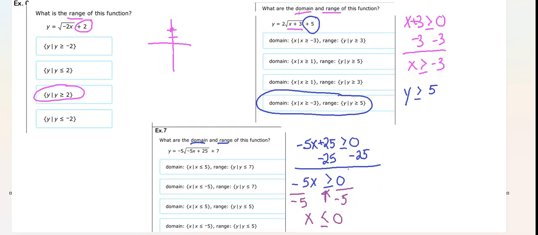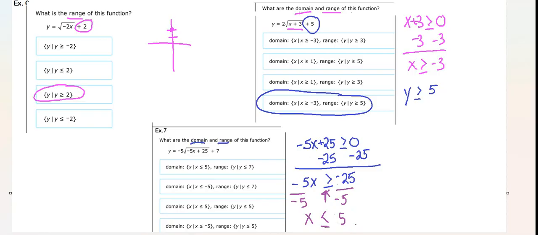Wait one second. I made a boo-boo. We don't want to do that. Hang on. Oh, my goodness. Look what I did. I didn't subtract 25. Silly me. Told you. Airhead. -25 divided by -5 gives us 5. There we go. That's better. Okay, so the domain is going to be x is less than or equal to 5.